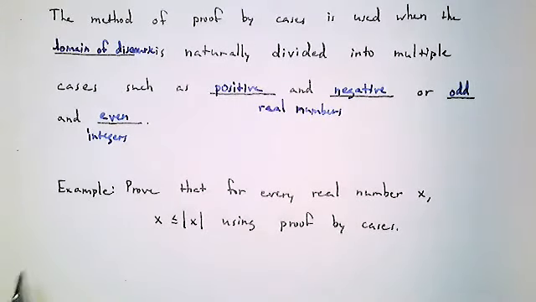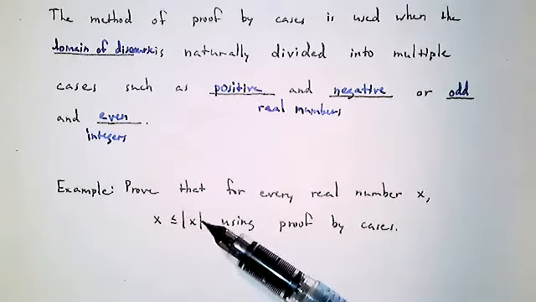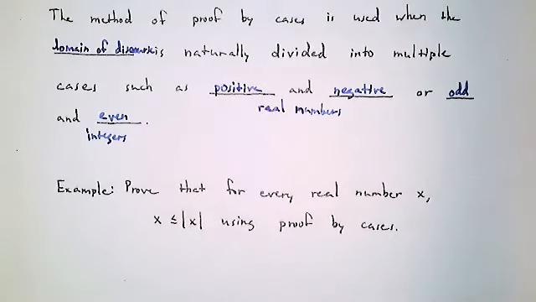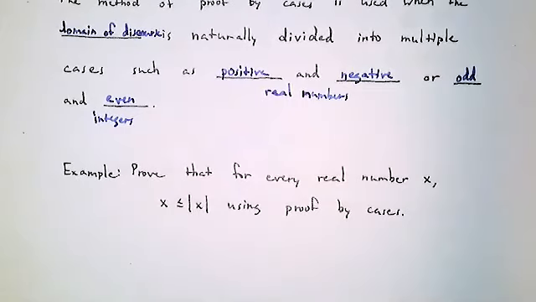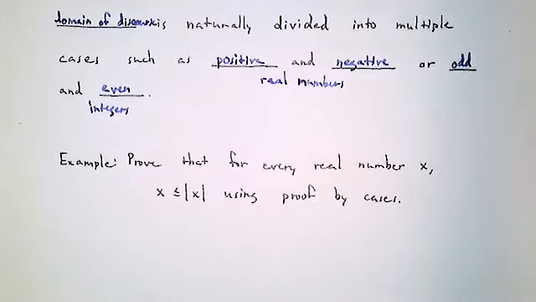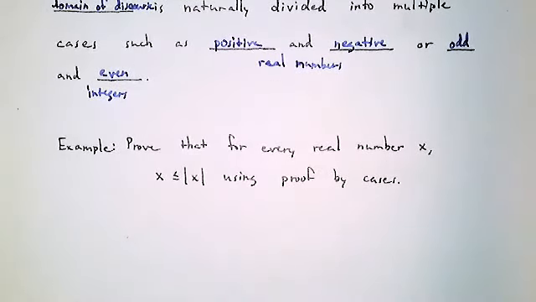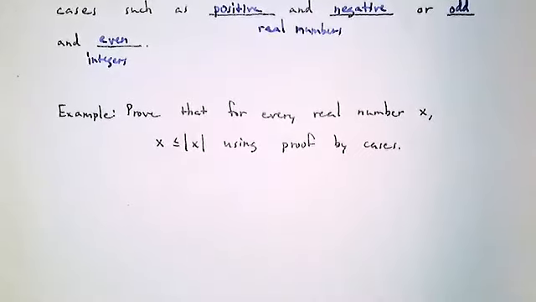And we're going to look at this example. Prove that for every real number x, x is less than or equal to the absolute value of x using a proof by cases. So this kind of statement, x is less than or equal to its own absolute value, might seem a little bit obvious, but even statements that feel obvious still need to be proven to be actually true, so that we can be totally 100% certain that we're on concrete ground.